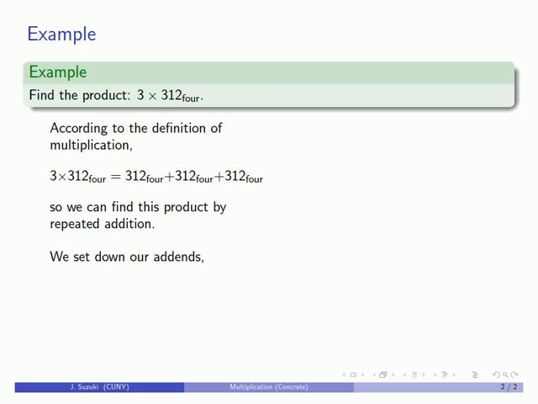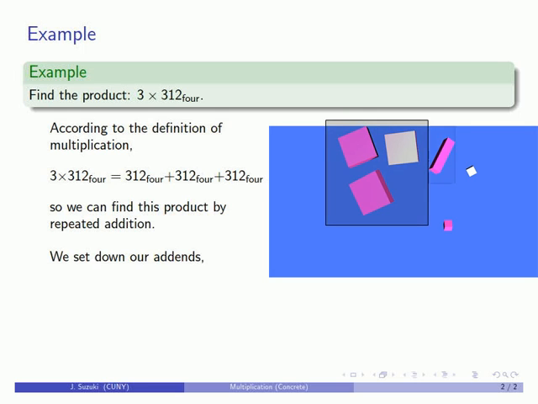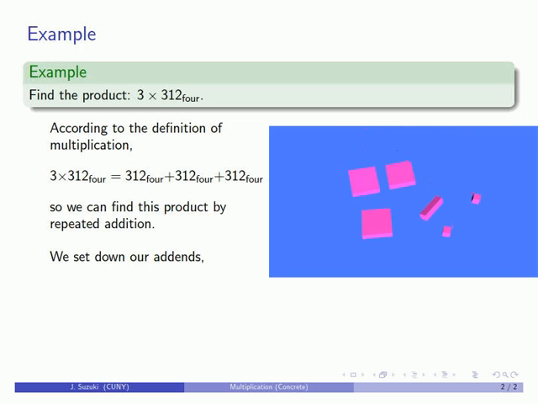And so we'll set down our addends. So here's a 312, and I'll take a couple more sets like this. We'll bundle. So here's a set of 4 of these slabs. And there's another set of 4. And we can bundle these 4 blocks together. And then there's this bundle.